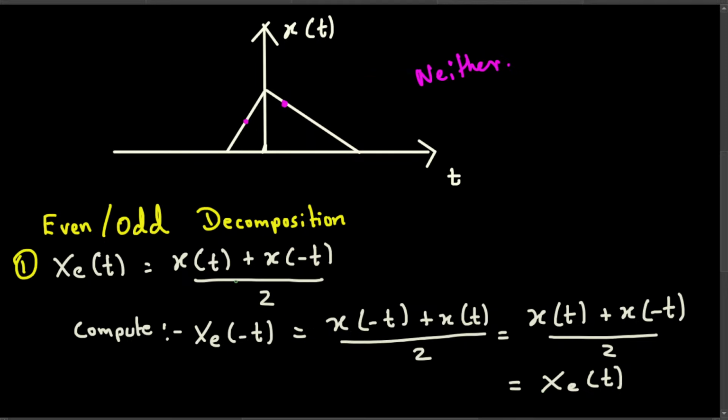So here what we did, we take a negative time and applied for it. Like here this one turned into negative, and here minus t, that's become positive plus t, so that's why we have x of t here divided by 2. And if you rearrange this one looks exactly the same as this, so that is x e of t. So this is an even signal.